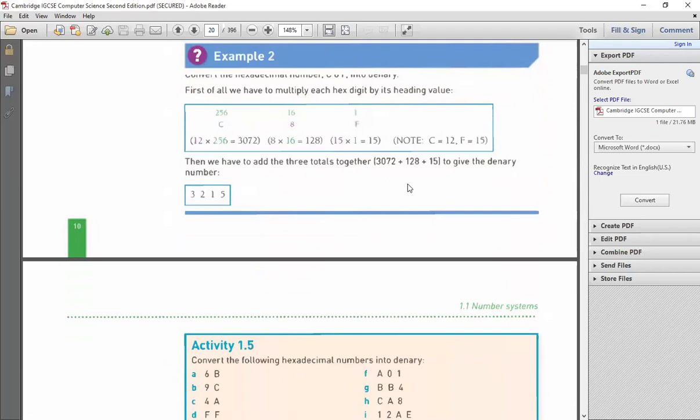16 power 1 is 16. That is why we wrote 16 into 8. And then 16 power 2 is 256. That is why we wrote 256 into 12. And then we have obtained the final answer by adding up all the numbers. Is this clear? Yes or no?